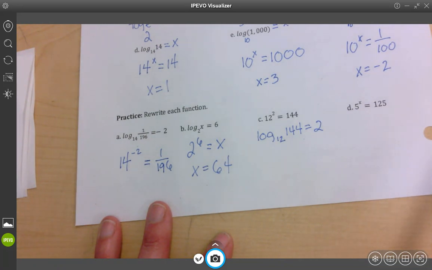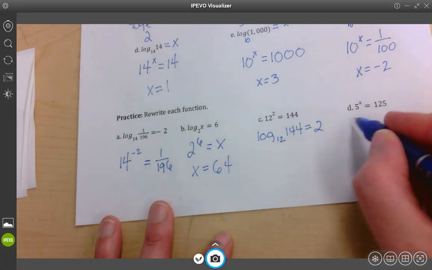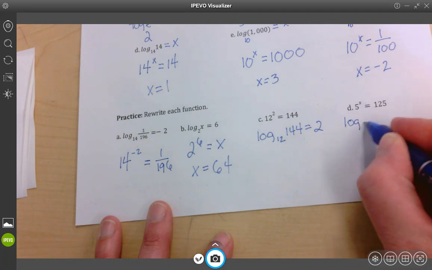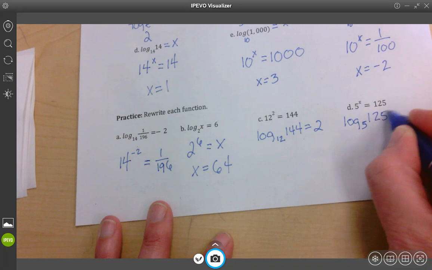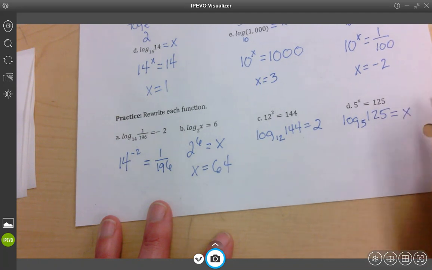All right, who wants the last one? D. Go ahead. Log base 5 of 125 equals x. Excellent. All right, guys, and then what does x equal? 3. Good.